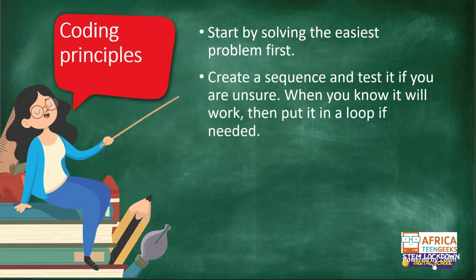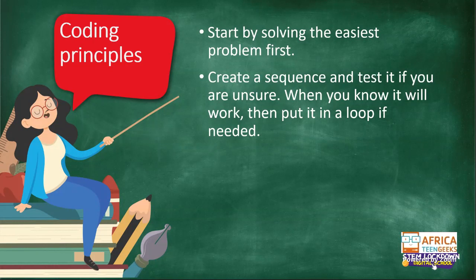Then we want to create a sequence and test it if you are unsure. Let's stop right there. I see a question in the chat box. Somebody is asking why. The reason we want to start with the easiest problem first is that if we are writing code and we create sequences, and a sequence is what happens when we put a few blocks underneath each other, then if we start putting many blocks underneath each other and we test that code, it becomes more difficult to see where we went wrong. But if we solve the easiest problem first and we test the code every time as we are creating the solutions, it's easier to follow along and be sure that what we've done actually works.